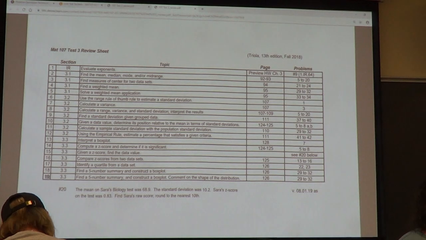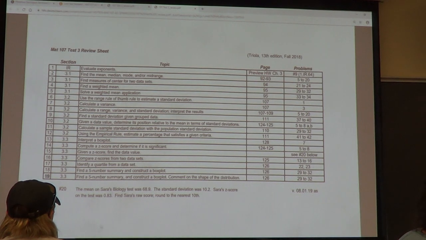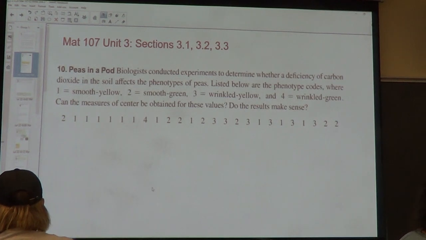Okay, so what we did last time is we talked about how to find mean, median, and mode using our calculator, the new way. So that's what we're going to do right now.